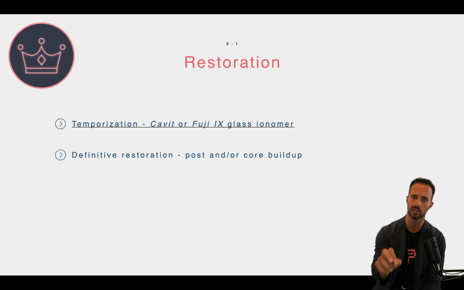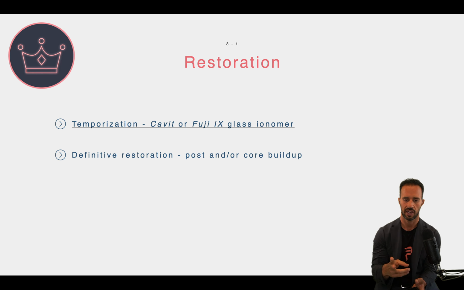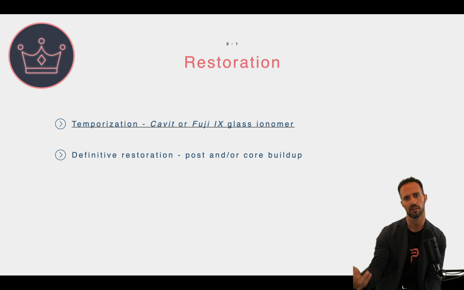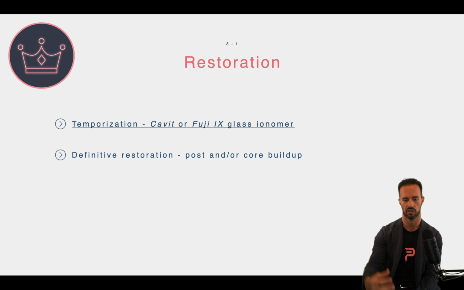And you want to place some sort of barrier. So you can use a cotton pellet, but I like to use a sterile sponge. So I just get a sponge, I cut it up into tiny little pieces, we sterilize them, and I utilize that as the barrier between the access preparation and the temporary restoration.